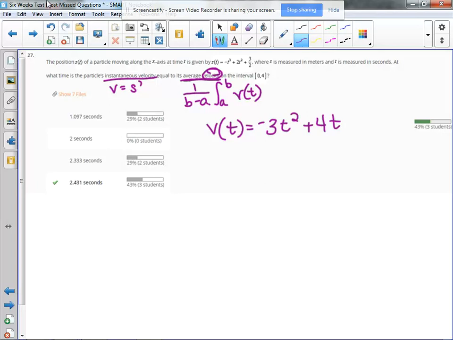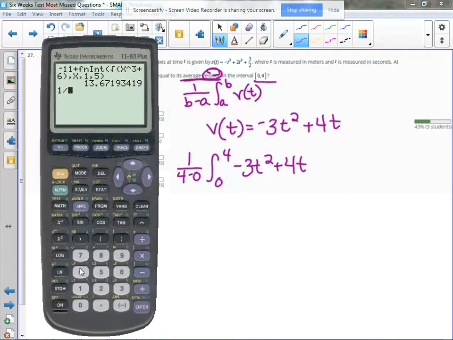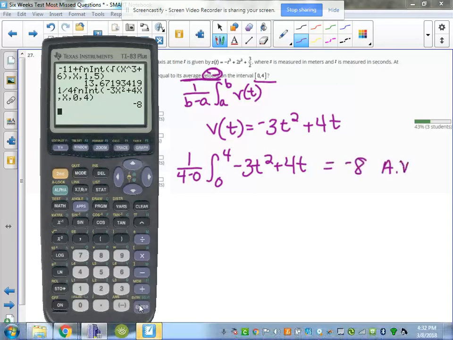Okay, they want to know where the instantaneous velocity is equal to the average velocity. So I'm on this interval from 0 to 4. So how about I find my average velocity? 1 over 4 minus 0, integral from 0 to 4 of my velocity function. Again, use your calculator. Don't do this by hand. Don't risk making a mistake. Okay, and we get that that's equal to negative 8. That is, the average velocity is negative 8.